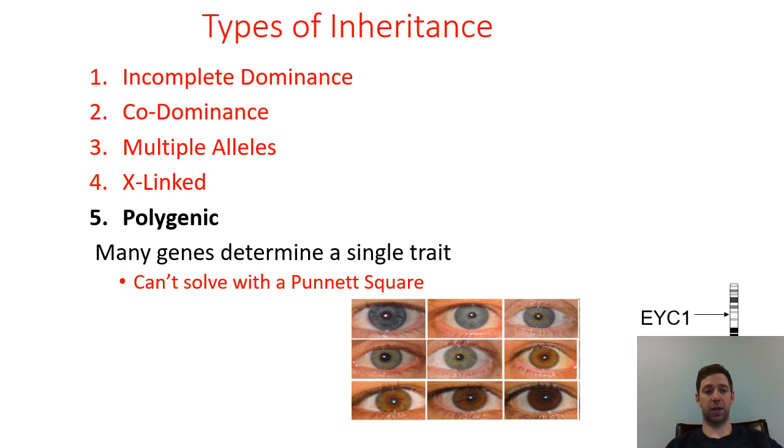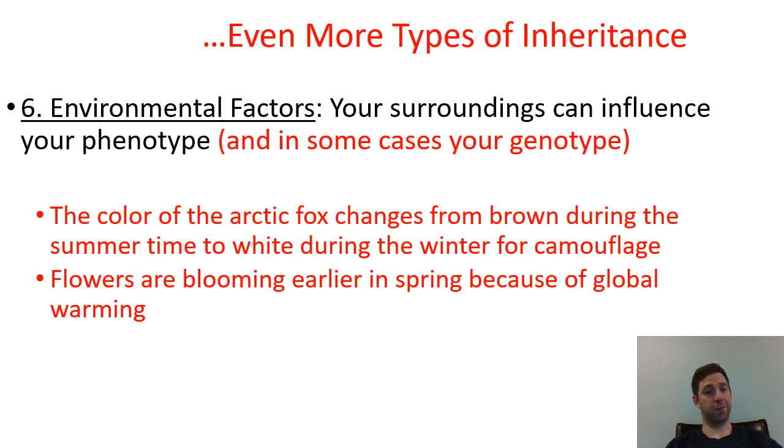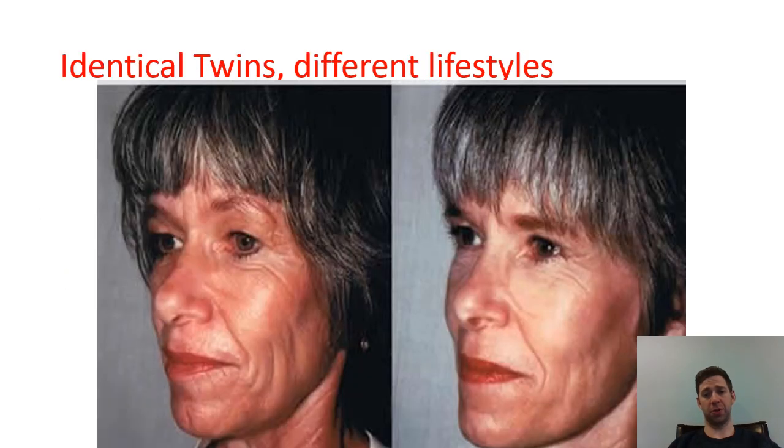A sixth type, environmental factors. The fact that your surroundings can influence your phenotype, and sometimes your genotype. An example, an Arctic fox turns from white to brown in the summertime. Flowers bloom earlier because of global warming. And then there's a subsect of environmental factors that's really interesting. Here you see identical twins, different lifestyles, so clearly their phenotypes are different because of their different environments. Looks like this woman maybe worked outside her whole life. This woman maybe works in an office or inside.